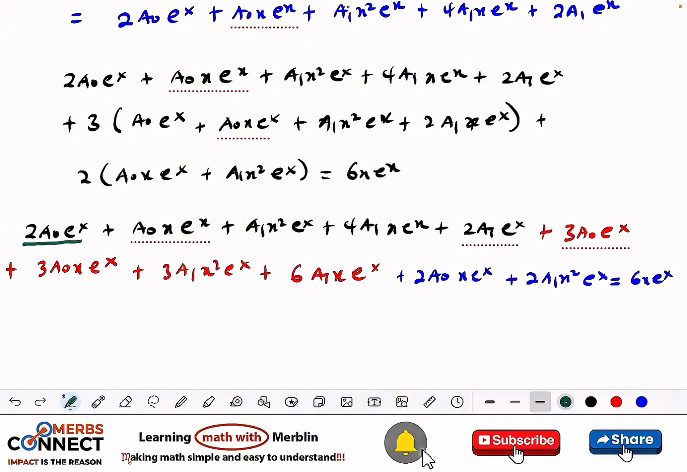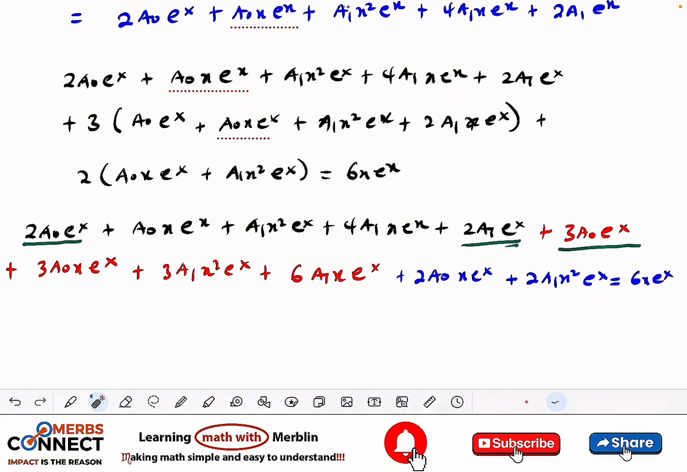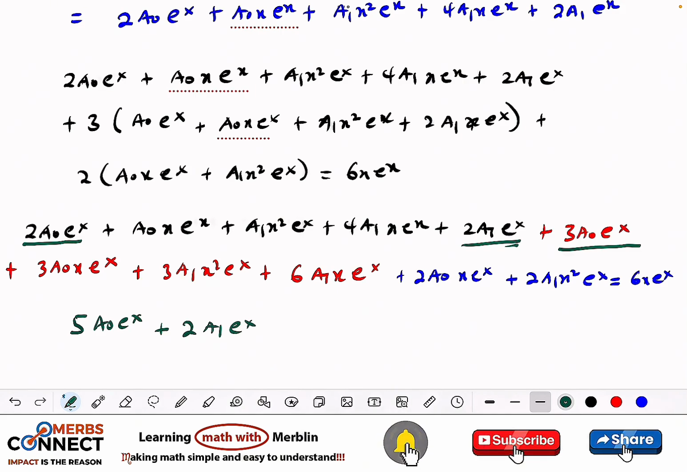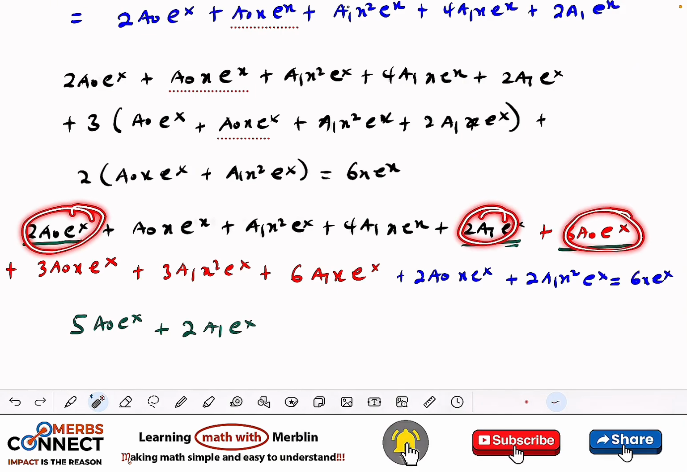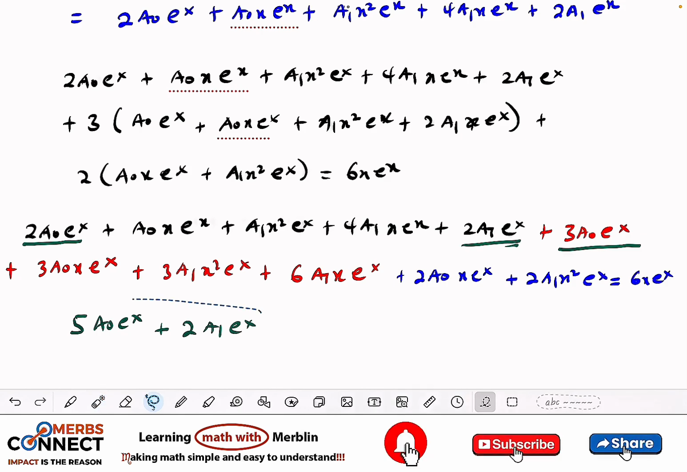So let me look for constant terms. This one has no x. Let me see again. This one also has no x. This one also has no x. Okay, done. So the ones without x, we have this and this. And you see that this is a naught e to the power x, a naught e to the power x. So I can add them and have something like 5a naught e to the power x. And then I'll add plus 2a1 e to the power x. So I just added this, this, and that. They are the terms without x.